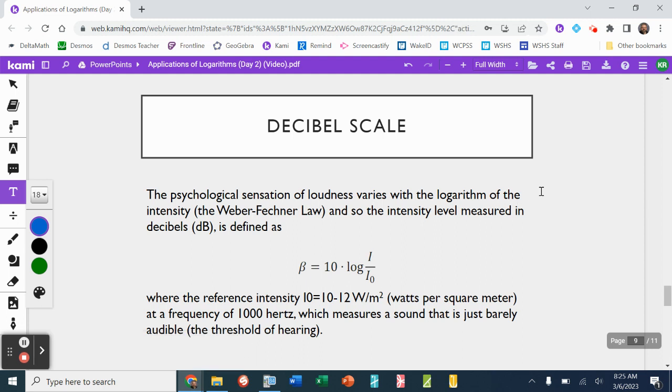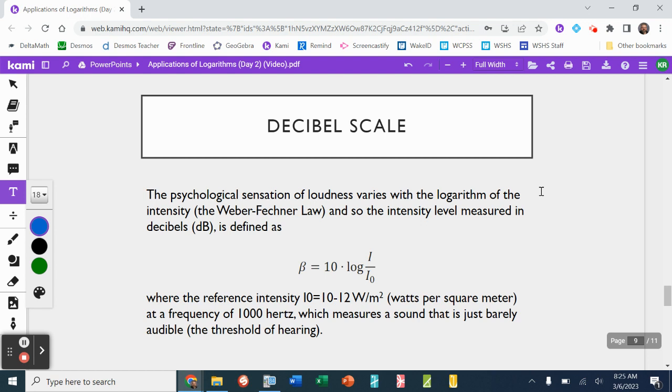All right, this video is to go over the decibel scale, another one of the applications of logarithms that I teach in North Carolina Math 4. And again, the point of what I'm going to show you is how to determine how many more times intense one noise is than another noise. So this is going to be very similar to the Richter scale. There's just a slight difference to the formula.